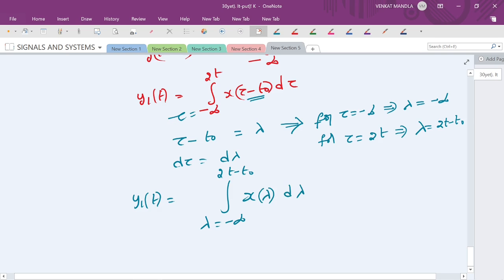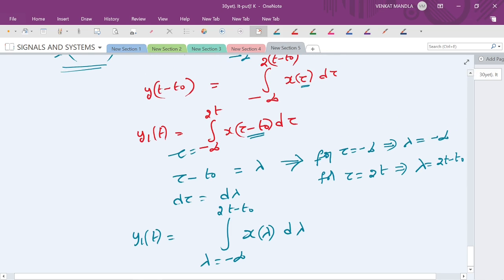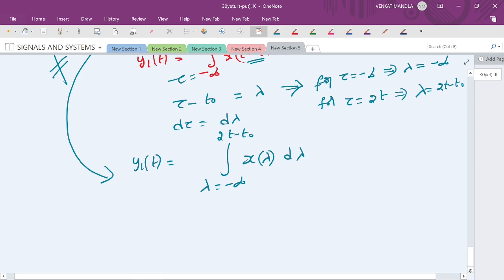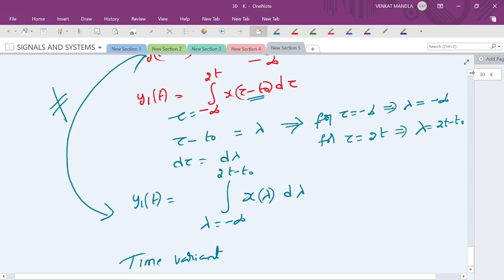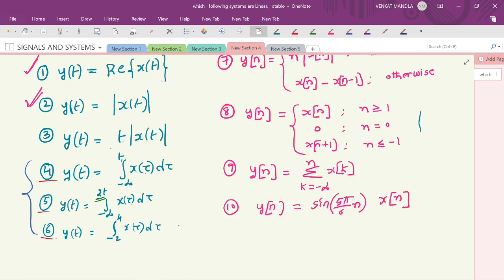But this y1(t) is not equal to y(t minus t naught). These two are not equal. So it is time variant. You can clearly observe this from the equation itself, because the integral from minus infinity to 2t is there. Here 2t is there, so there is an operation on t. That is why it is time variant.